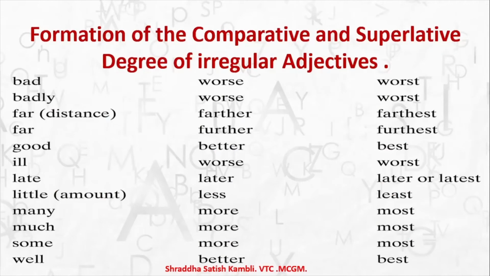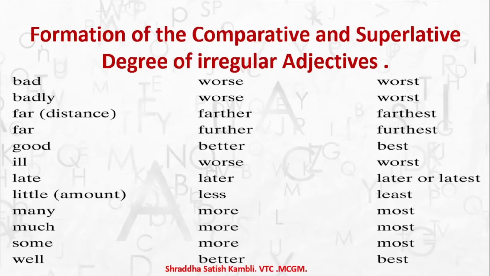And now we come to how you form the comparative and superlative degree of irregular adjectives. Now there are certain adjectives which do not follow any of these rules. Like I said, for any rule in languages or in English, you always have certain exceptions. So these are the exceptions and you call them irregular adjectives. Now how do you write irregular adjectives? There are no rules, so you might have to memorize them.